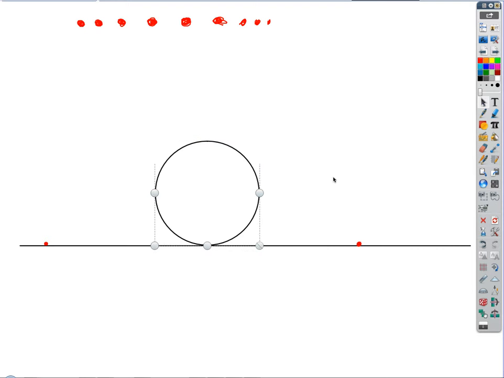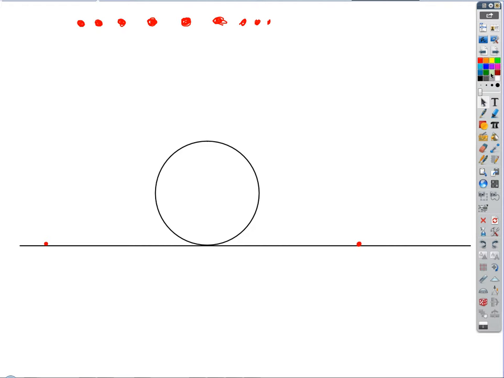Okay, so everybody agrees, up here at the top, it's going to be moving the fastest, isn't it? Now think about this, if the car is traveling at 10 meters per second, how fast is the point in contact with the ground moving? Zero, right, because it's not sliding on the ground, it's rolling. So that one's moving zero.